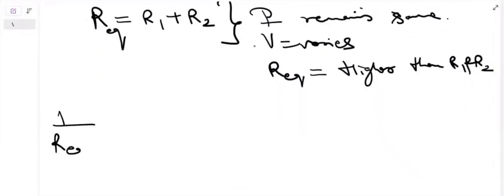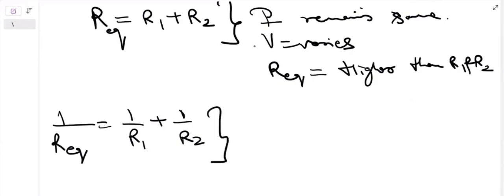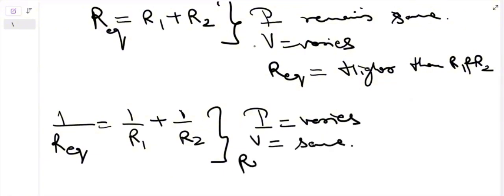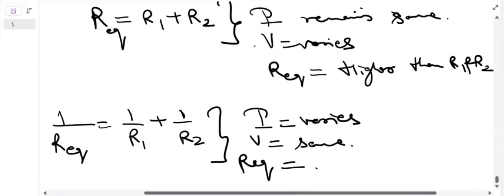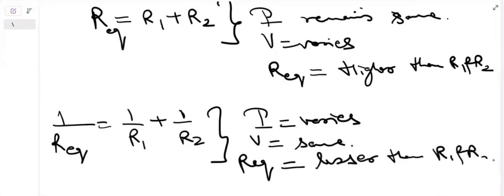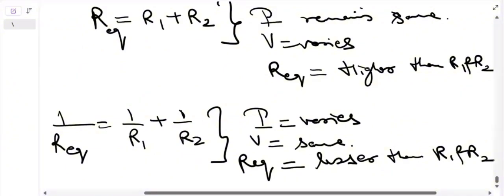Whereas if I write 1 over R equivalent, the answer would be 1 over R1 plus 1 over R2. Any doubts? No, ma'am. Okay, so this will give you the current, which always varies. The voltage remains the same, whereas your R equivalent will always be lesser than R1 and R2 separately. Making sense? Yes, ma'am. And in the last, you have to reciprocate this answer.